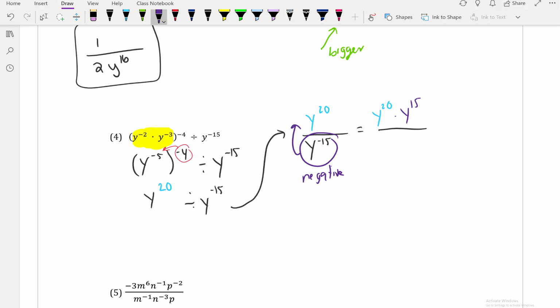So then really, since everything canceled in the bottom, you can think of it as a 1, which means you don't even really need it. Now what you need to do is really just focus on adding. So 20 plus 15 is going to give you 35. So now you have your answer as y to the 35th power.